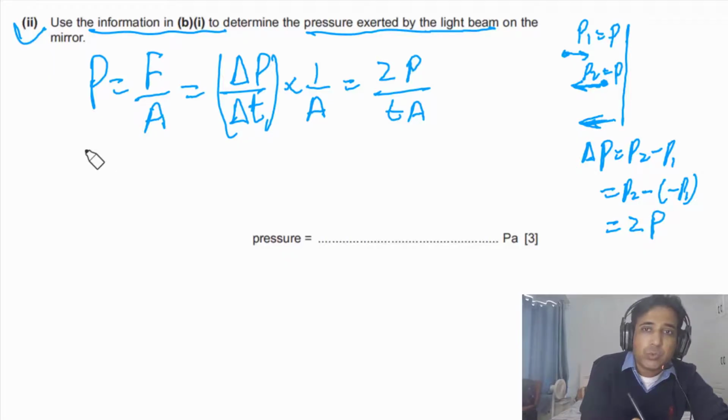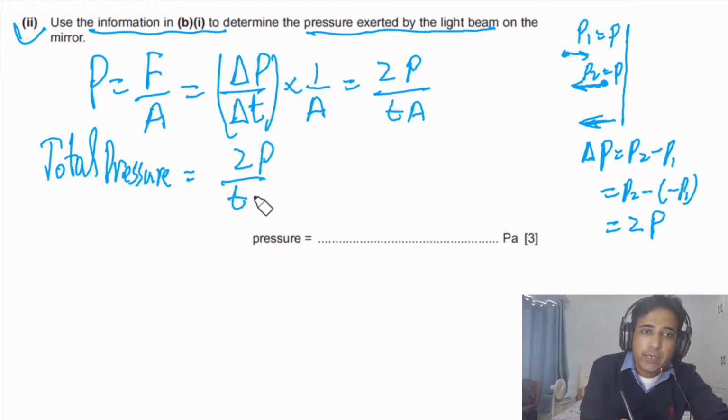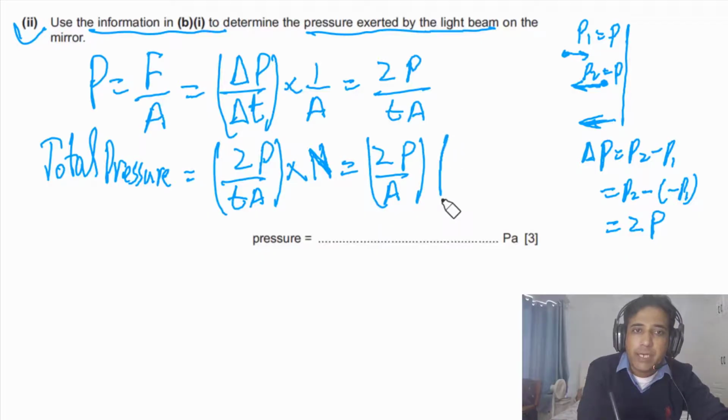And what is the total pressure? So we can write here now. Total pressure will be equal to the pressure of 1 photon times the number of photons, where N is the number of photons. So we can rearrange this a little bit. We can say this is equal to 2P divided by A times delta N by delta T, the number of photons in a given time.